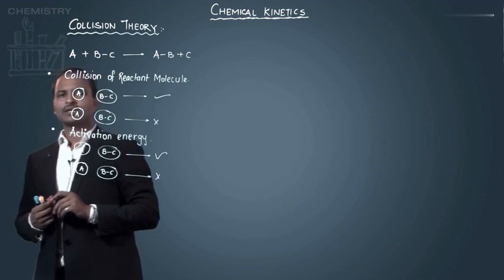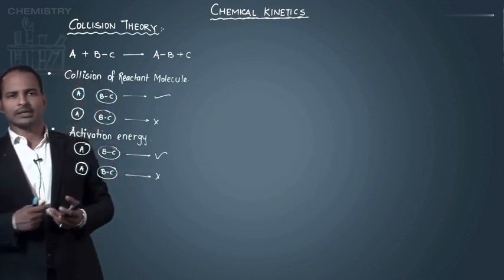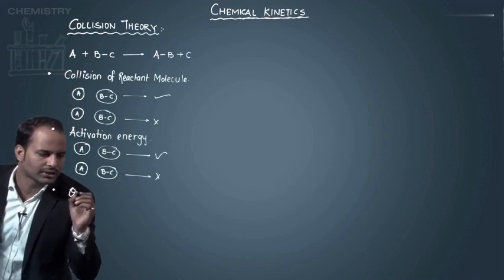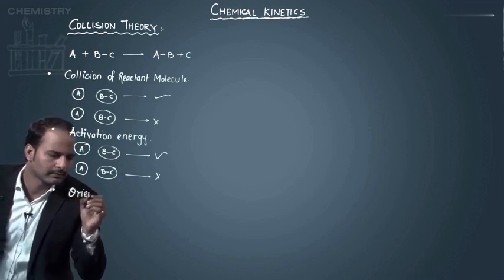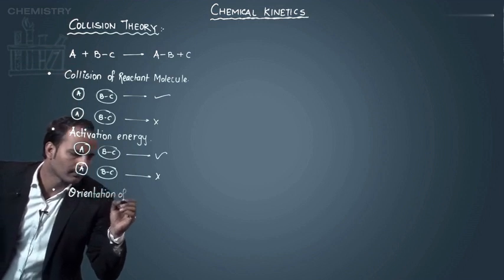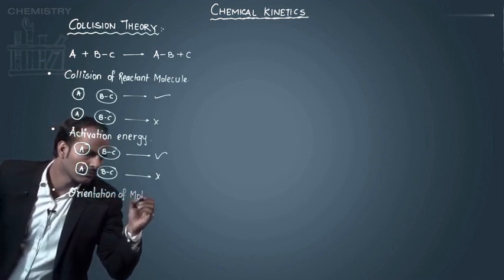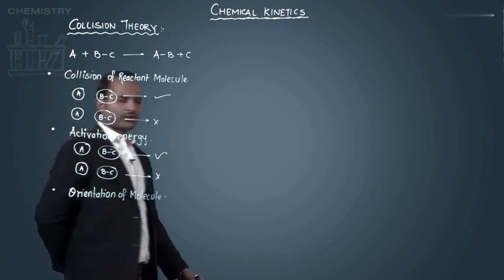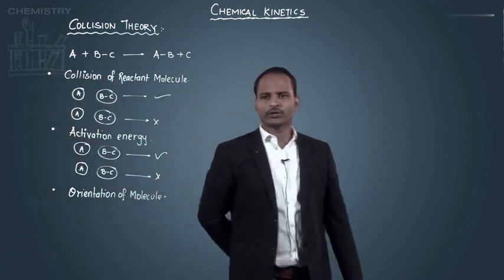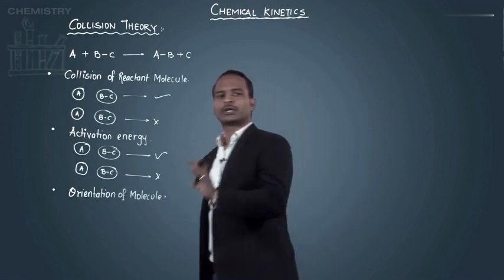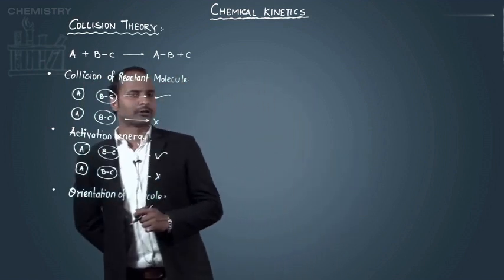Then again the collision theory says that there is a certain more criterion. The third criterion is the orientation of molecules. That is, during a collision, the molecules should be properly oriented. If they are properly oriented, then only the product will form, otherwise the product will not form.